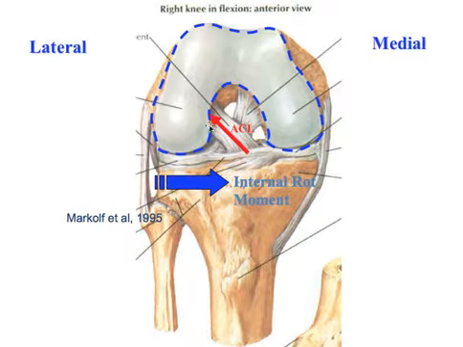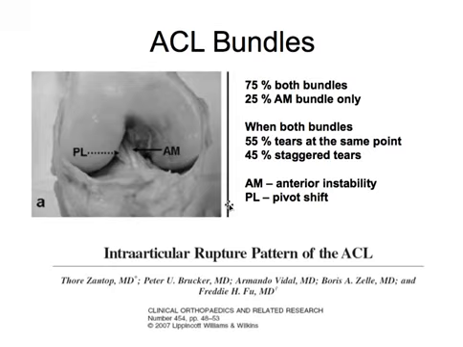Another way of understanding the ACL is to look at how it crosses the PCL from a flexed knee position. This is a straight-on flexed knee view from Netter, based on a study by Markov in 1995, where you can really see this lateral to medial angulation of the ACL. Therefore you can understand both its resistance of anterior translation, but it also gets taut with internal rotation.